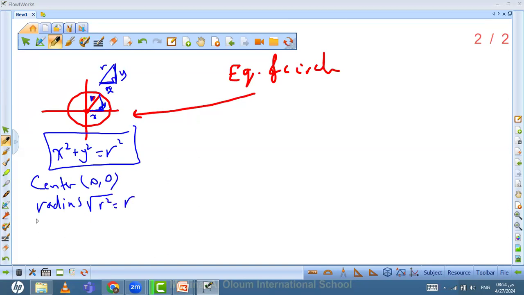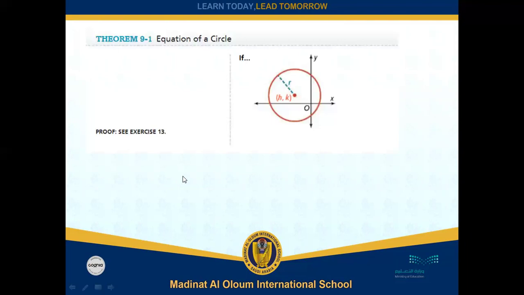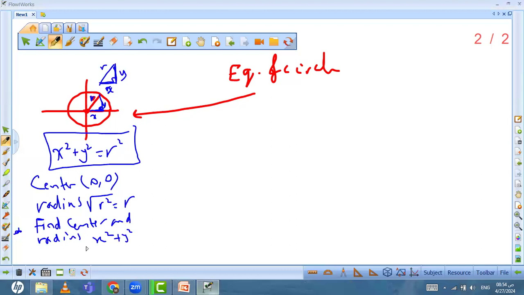Let's see an example. Find the center and radius of a circle, x squared plus y squared equal 25. What is the center? Yes, because x squared is alone, it's (0, 0). What is the radius? Radical 25, which is 5.